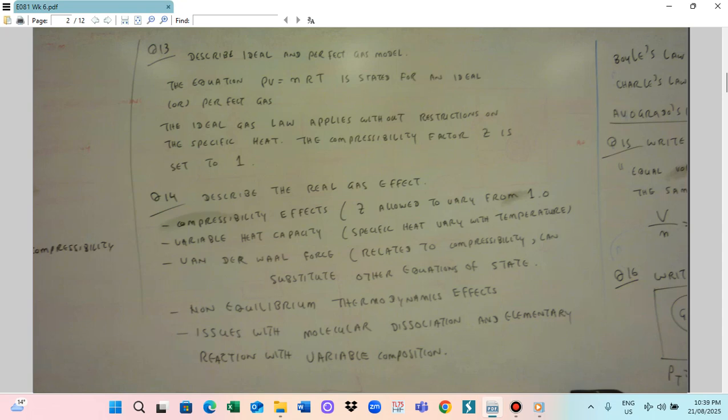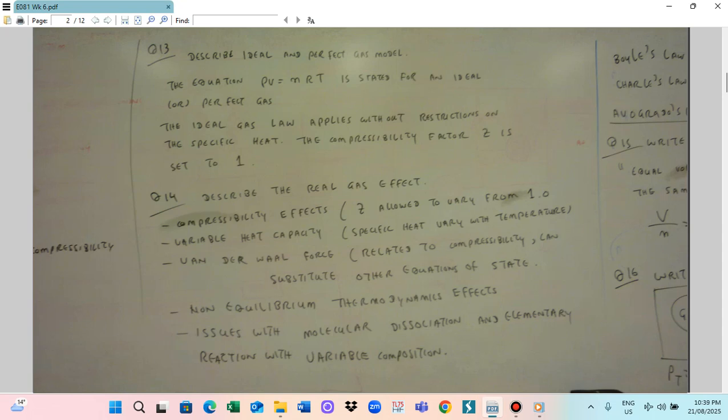So that is the real gas and the ideal gas. When we see the gas coming out, we see the real gas. So they must have the compressibility effect. Real gas must have the compressibility. They must have the variable heat capacity. So they can be compressed. So the compression factors are allowed to vary from 1. They must have the specific heat capacity, the specific heat varying with the temperature, and also the force between the gas molecules. They also have a non-equilibrium thermodynamic effect.